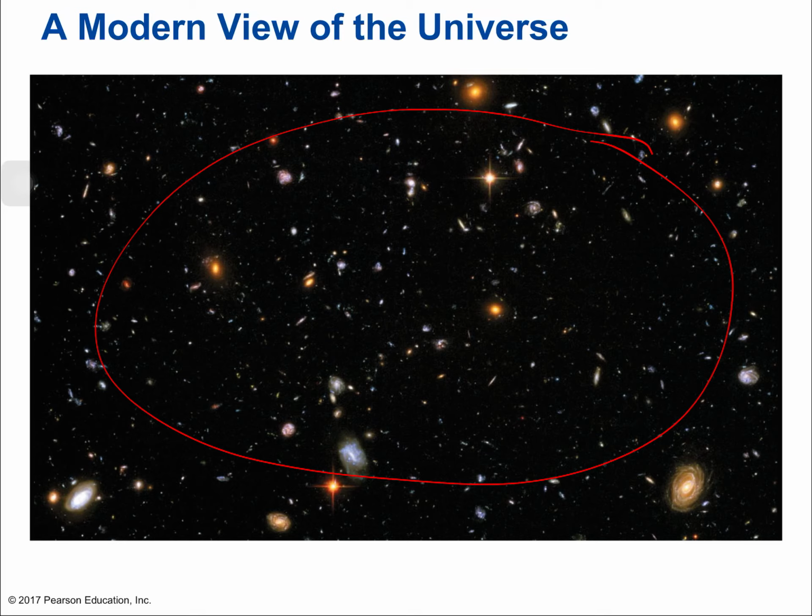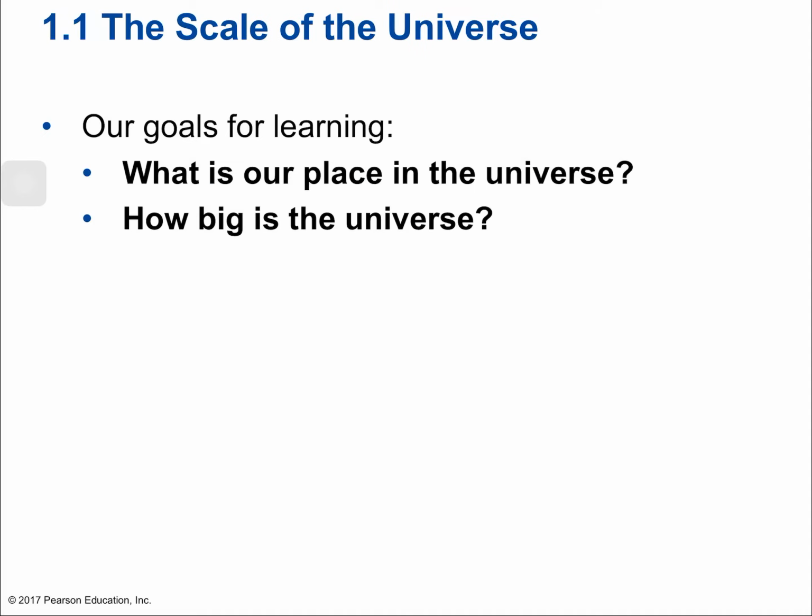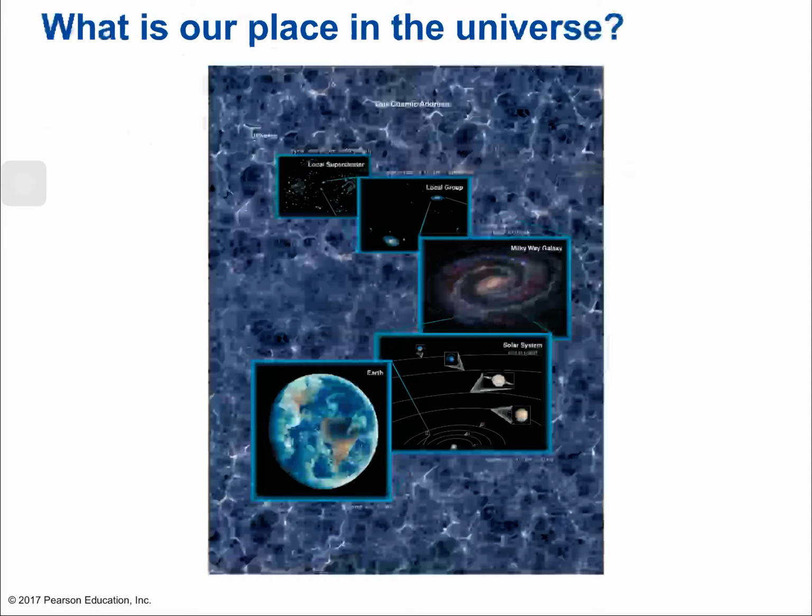And every one of these disk-like structures, known as a galaxy, that I'm circling here in the picture, itself contains hundreds of billions of stars. These are unbelievably large numbers. So our goal for learning is, what is our place in the universe? Where are we? And as I was just hinting at, how big is the universe? This is, of course, Section 1.1, the scale of the universe.